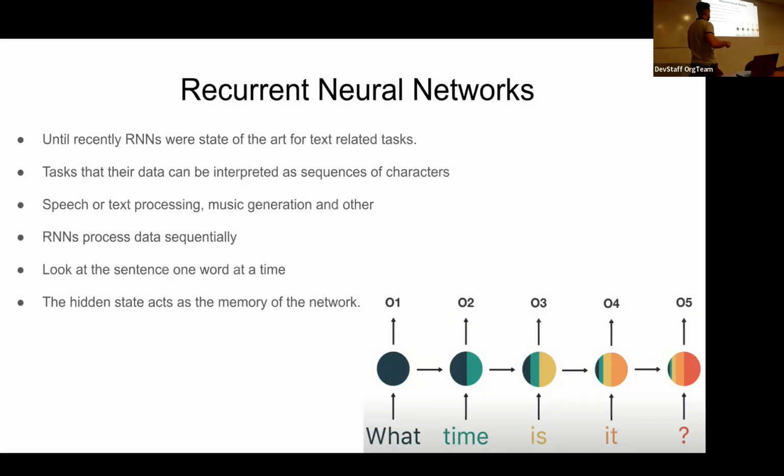So in the example here, we ask, what time is it? Let's say we want to process that with a recurrent neural network. We can see that in the second step, when we refer to the word time, with a dark blue color, it has some memory of the previous word, which is what. And this continues for the next word too. So in each step, it has some memory of what words have appeared until now.